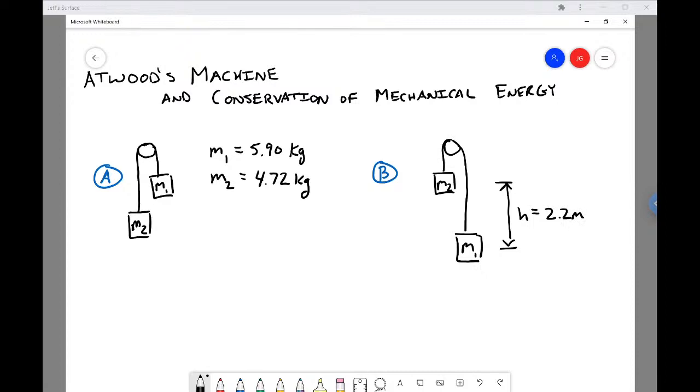So if you think about what's happening here in terms of energy, mass 2 is gaining gravitational potential energy. Mass 1 is losing gravitational potential energy. Mass 1 falls, mass 2 rises. So we can quantify the change in gravitational potential energy of the system by taking into account that mass 1 has a negative change in gravitational potential energy, mass 2 has an increase in gravitational potential energy. And we can add those two numbers together to get the total change in mechanical energy of the system.